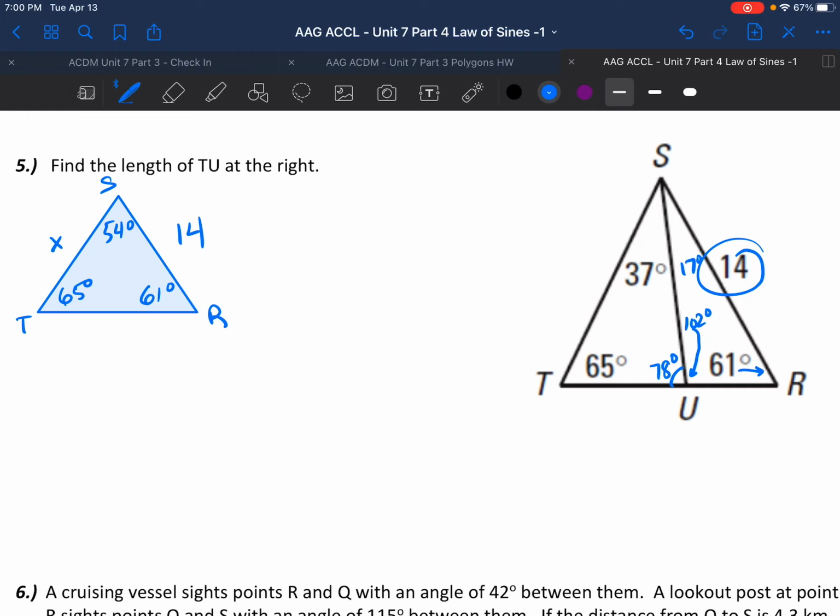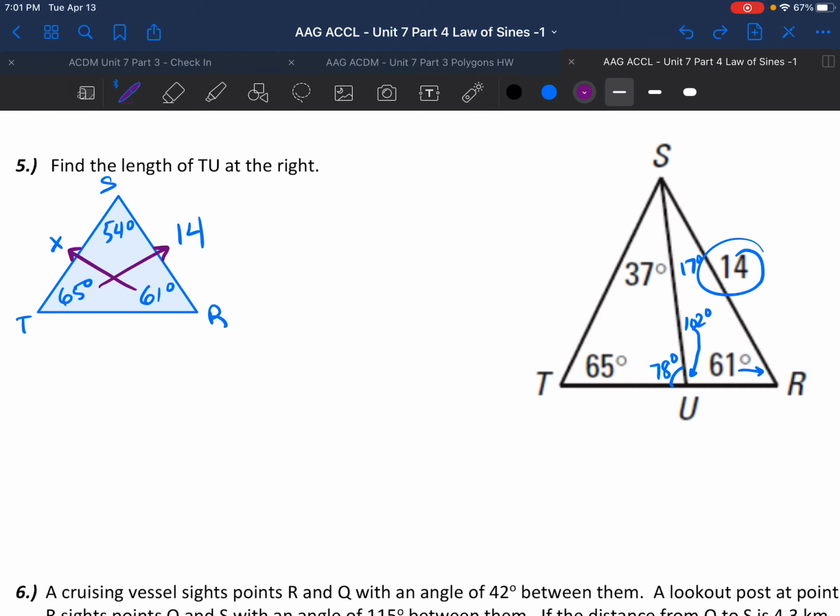I'm just going to pick some different variables here, right? So guys, I want to use the Law of Sines. I know that 65 has 14 across from it, and I have 61 across from the side I want. Now I also want to notice that 65 is across from 14, so I'm thinking across from 61 should be a little less than 14, just trying to predict my answer.